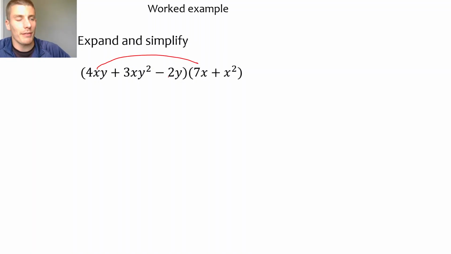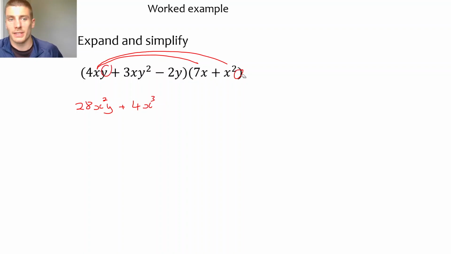So 4 times 7 will give you 28. You've then got x times x, which is x squared, and you've got y, and there's no y over here, so it's just going to be y left over, and that's it. That is your first term. You then go 4xy, and you times it by positive x squared, and it's effectively 4 times 1, so it's going to be plus 4. x times x squared is x cubed, so plus 4x cubed, and y times, there's no y here, so you just leave it as y over there, done.